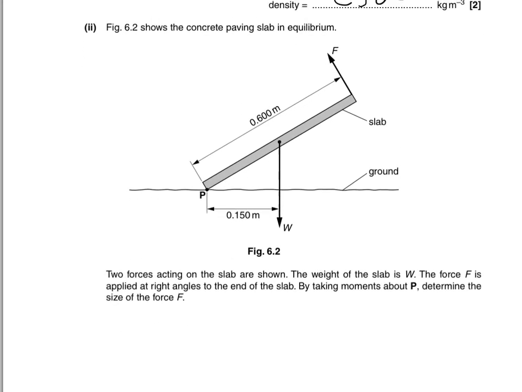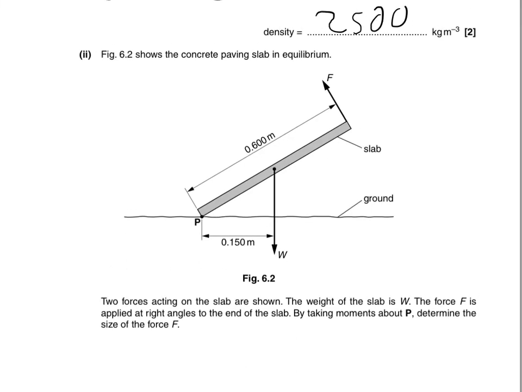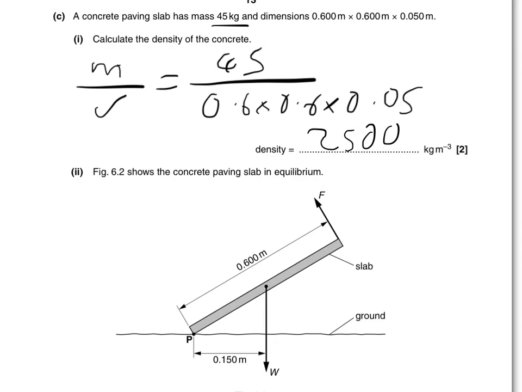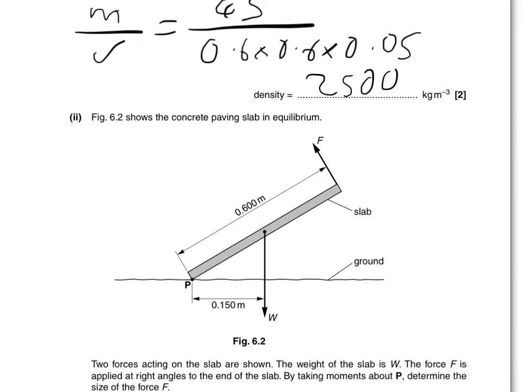The next one shows this concrete paving slab in equilibrium. Now we know the mass from the first question here, and it's given us a force here of W as well. Now we need to know what W is. We know it's going to be equal to mg. So we know that the mass is 45 and g is 9.81. So might as well do that now. We're probably going to need it in this question.